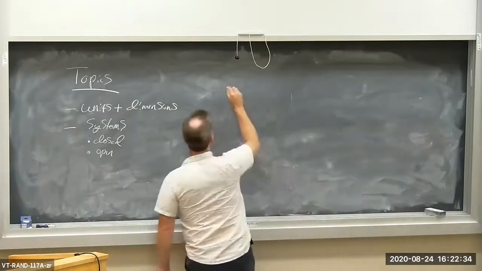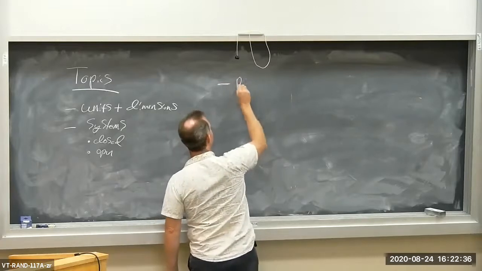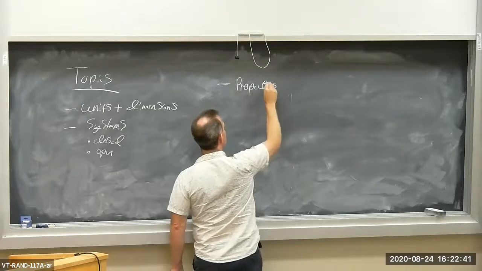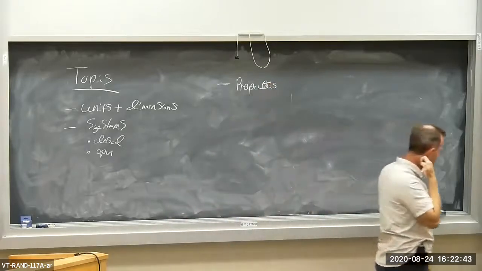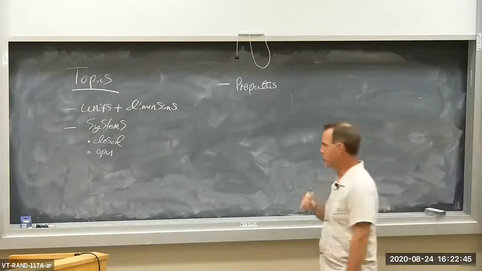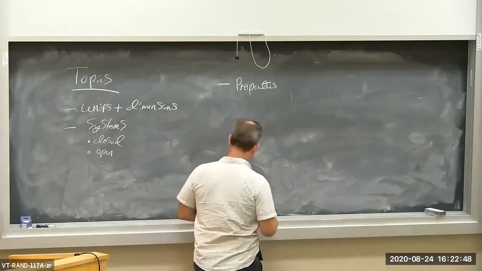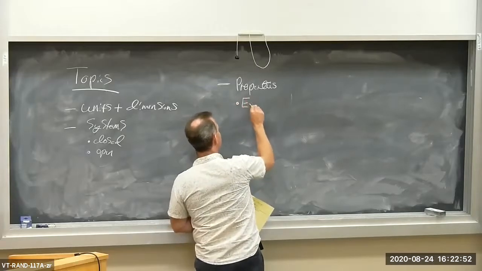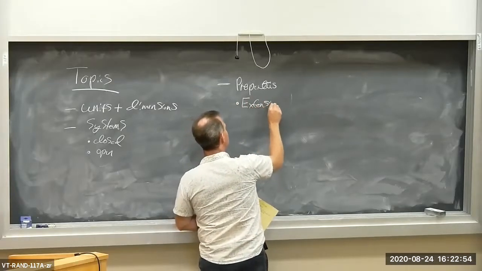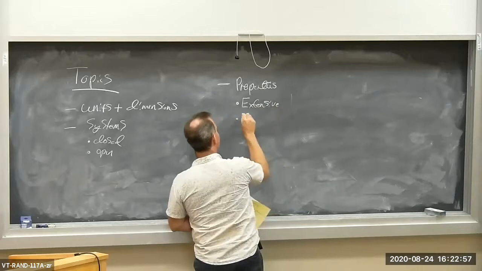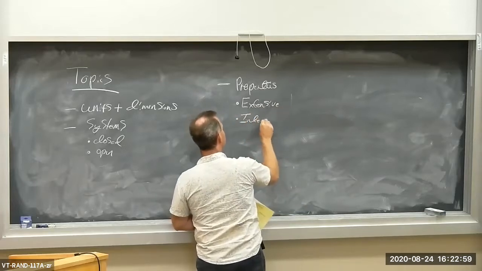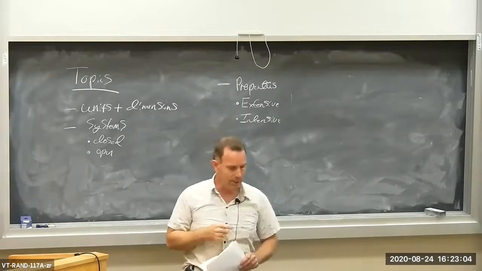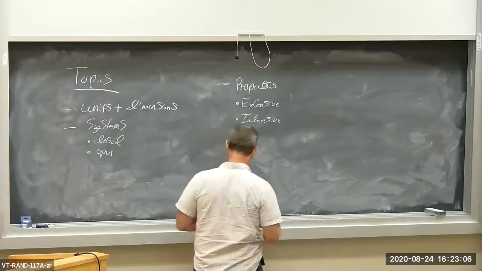We're going to go over properties. What's a property? What do properties signify? And there are various kinds of properties. There are extensive and intensive properties, so two different kinds of properties.